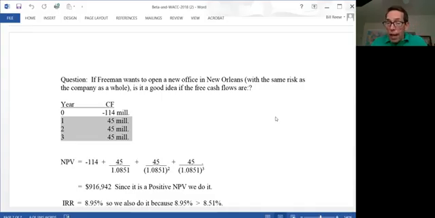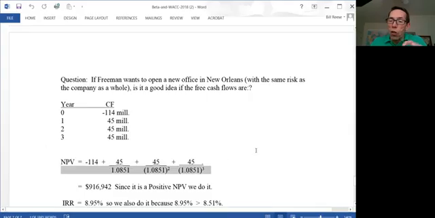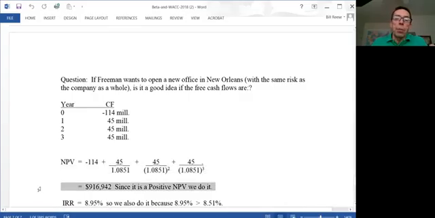Since these are free cash flows that go to both the stockholder and the bondholder, we're going to use the weighted average cost of capital. So here's the net present value. There's cash flow at time zero, cash flow at times 1, 2, and 3. And the value of R, the discount rate, is going to be the WACC that we just found at 8.51%. And we find that the net present value is $916,942. I could have taken out to the pennies as well, but I didn't here. So it's a positive net present value. So Freeman should do the project.